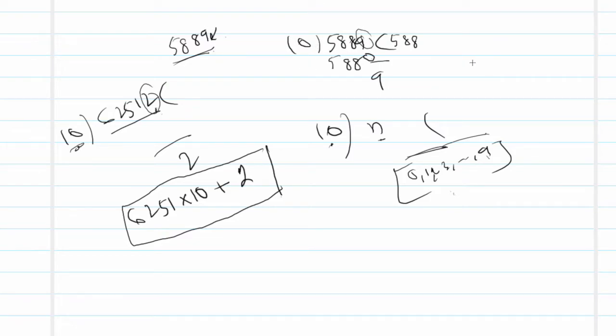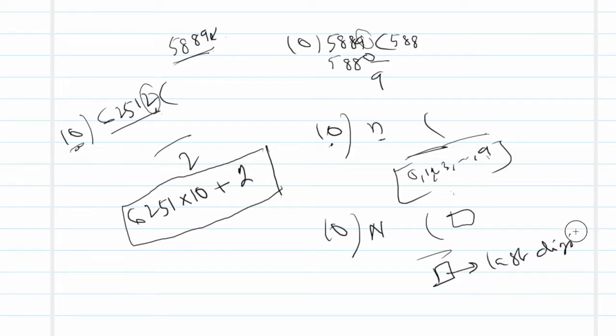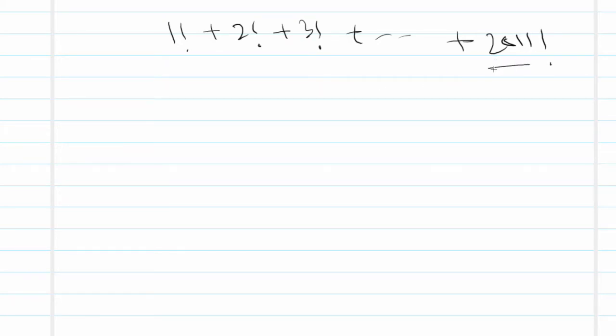Now how to find the remainder when this n is divided by 10? We shall actually divide this number by 10 using a trick. So we have factorial 3 and so on up to factorial 2011. First understand that factorial 2011 is actually divisible by 10.